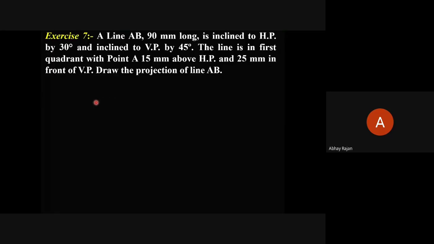So you will see these questions right away. You can note down the data given. The true length is 90 mm. Then theta is 30 degrees, so inclination with HP is denoted by theta, and phi is 45 degrees, the inclination with VP. These are the true inclinations, the inclinations of the line's true length. Later on we will have two more angles, the angles made by the reduced lengths. I will be mentioning that again.